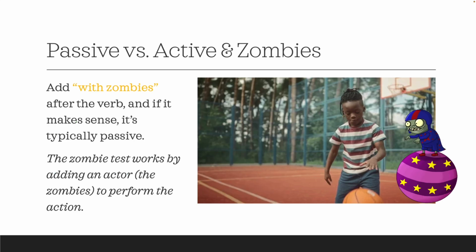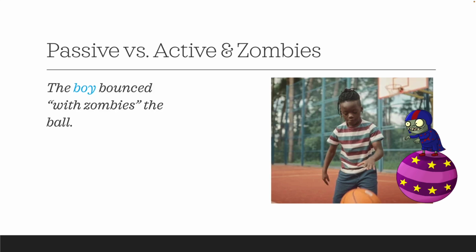Okay, one way to think about this if you have a hard time telling the difference, this is just a trick, but it can be helpful, is to add "with zombies" after the verb in the sentence. And if that makes sense, then the sentence is passive. So the zombies test basically works by putting an actor in the sentence. A passive voice sentence is not going to be constructed in the way that an actor is doing the action. So if you put an actor in there, it won't make sense. So for example, the boy bounced the ball becomes the boy bounced with zombies the ball.